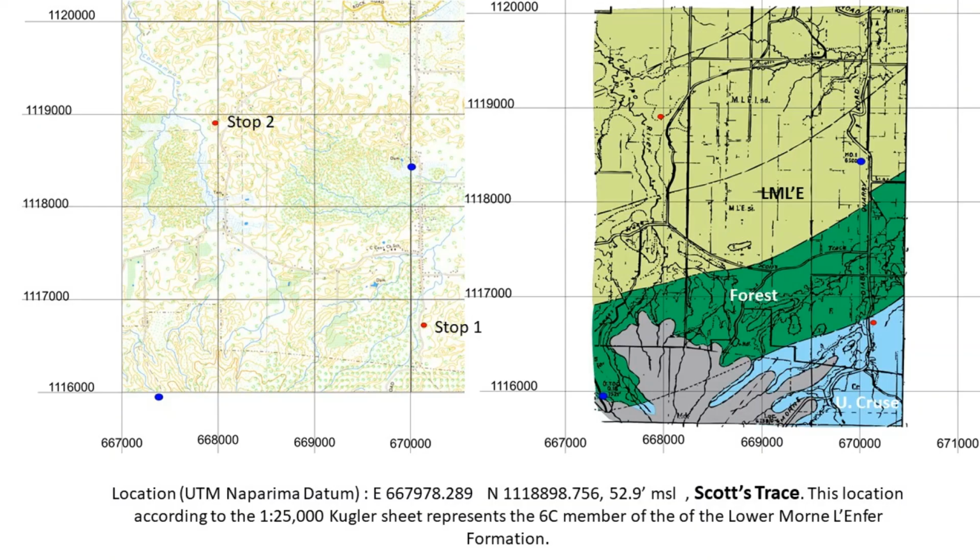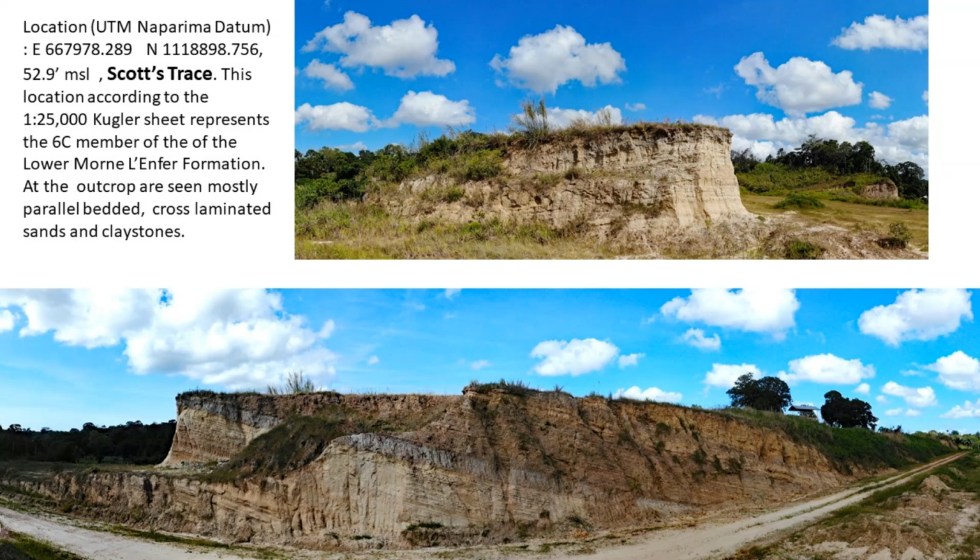It's predominantly quartz. The grains are stained yellow and red by iron oxide, and there are rare lithics and clear micas present. These are fairly good reservoirs. Beds are mostly parallel bedded with cross-laminated sands and claystone.